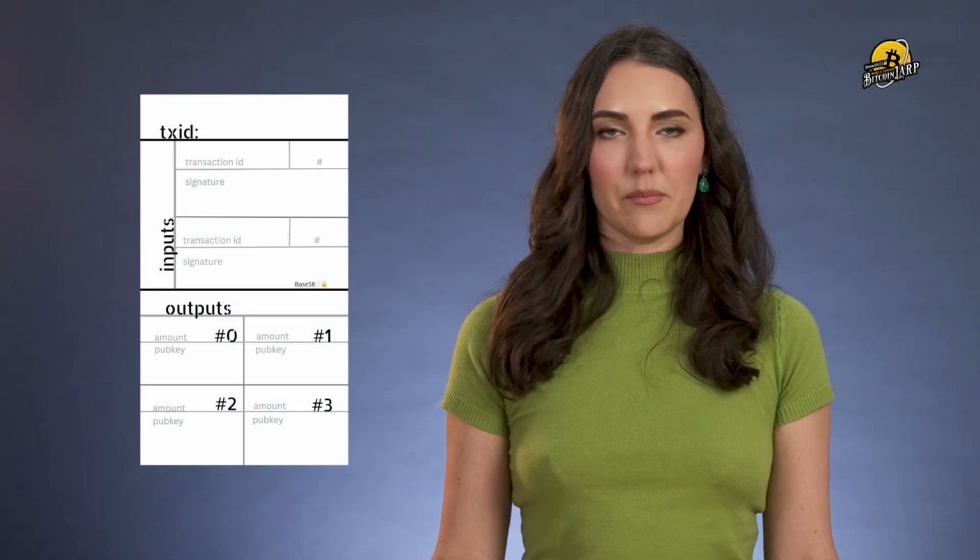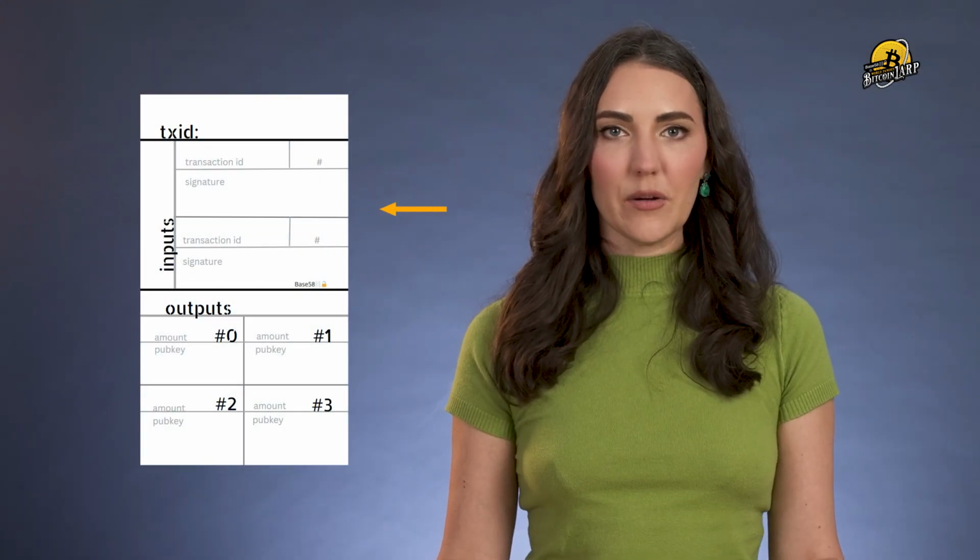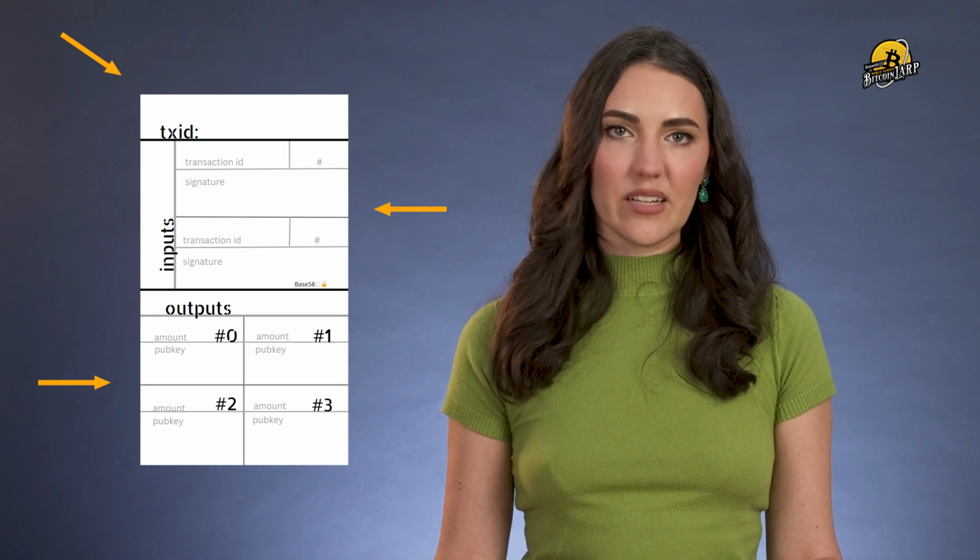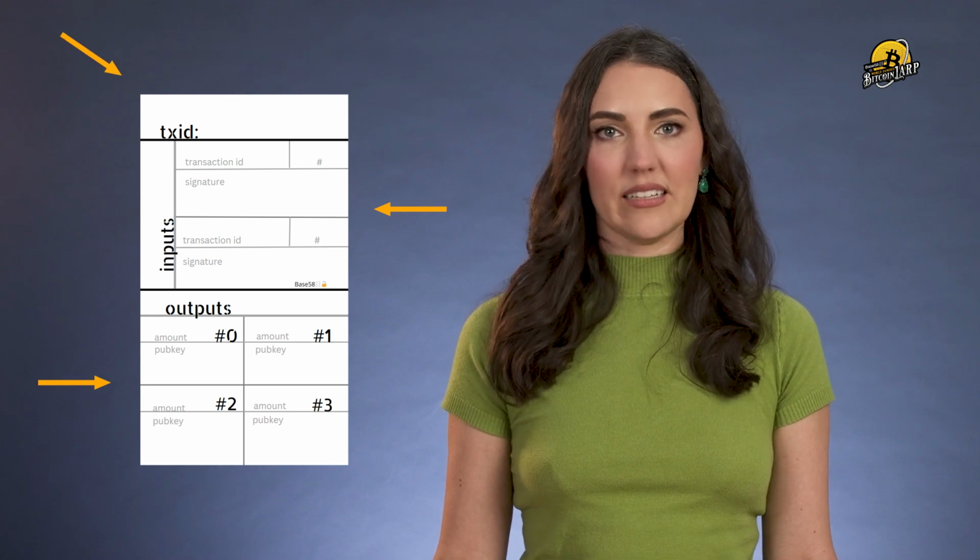A fundamental part of the Bitcoin protocol is transactions. All the information stored in the chain is transaction data. So let's take a look at how they are made. The basic components of a Bitcoin transaction are inputs, outputs, and a transaction ID or TXID.